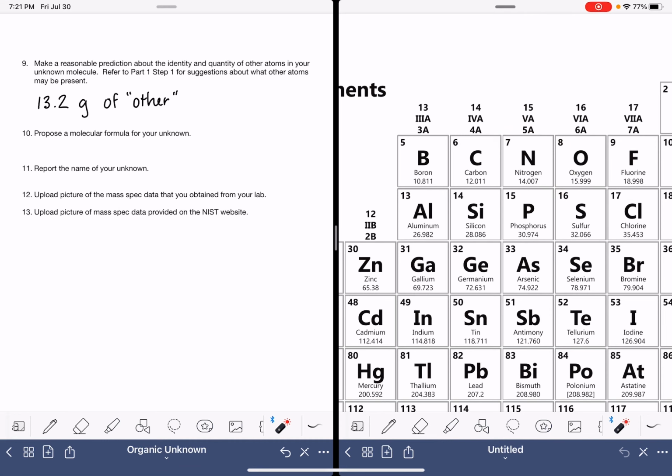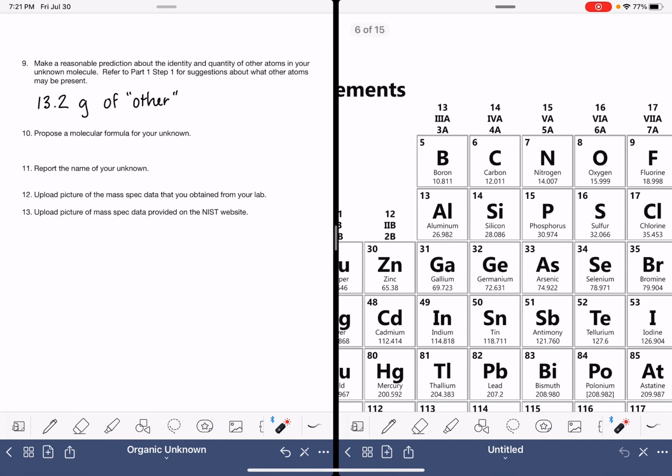That's not a 13. There is a possibility that you might get something like 28 grams. And if it's 28 grams, there's silicon, which has 28, but there's also nitrogen, which is 14. And nitrogen is a much more common atom than silicon. So if you had 28 grams, it's more likely that you have 2 nitrogens, and it's not very likely that you have 1 silicon. And that type of stuff is described in part 1, step 1. That gives you some suggestions about what these other atoms might be.